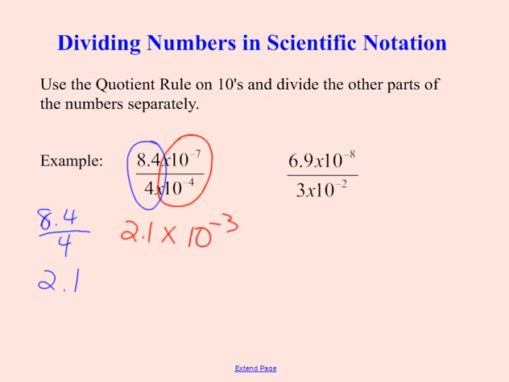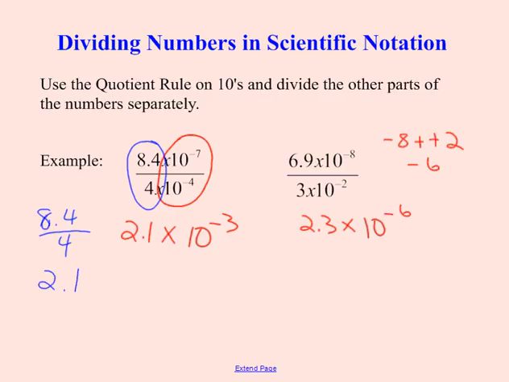Our next example, 6.9 times 10 to the negative 8th divided by 3 times 10 to the negative 2. So, use the quotient rule on the tens. We have negative 8 minus negative 2. That's the same as negative 8 plus 2, which is negative 6. So we're going to have 10 to the negative 6th power. And 6.9 divided by 3, that'll give us 2.3 times 10 to the negative 6th. And of course, remember, you can use your calculator to do 6.9 divided by 3 if you can't do that in your head or if you can't do it on your paper. So you have 2.3 times 10 to the negative 6 there.